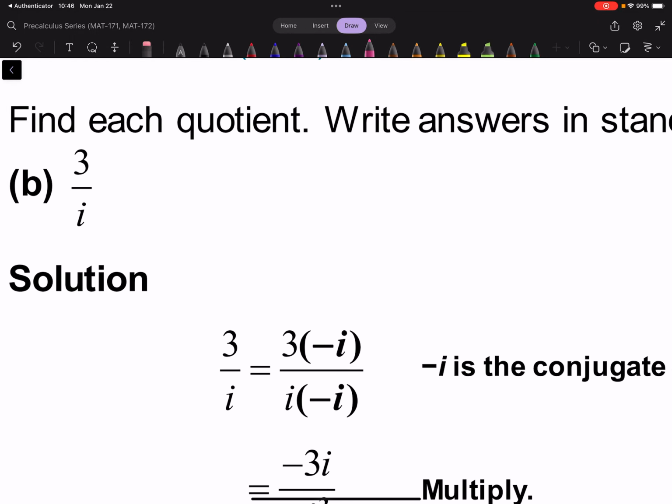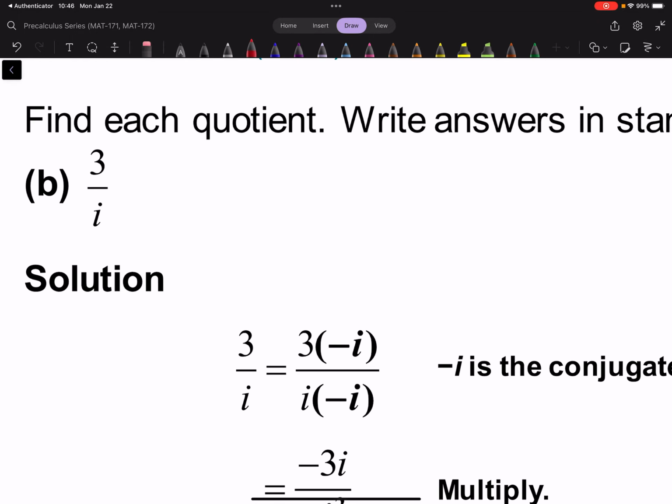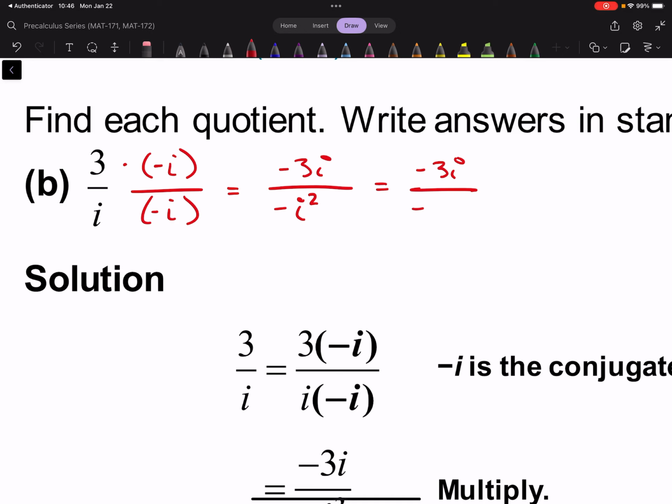This one always throws people off, but it's about remembering that the conjugate of i is negative i. So I get negative 3i over negative i squared. I'm going to get negative 3i in the numerator. Negative i squared is minus 1. So I'll just end up with negative 3i here.